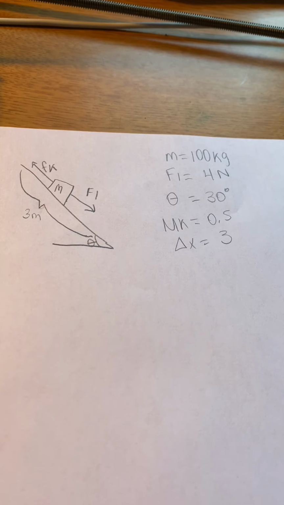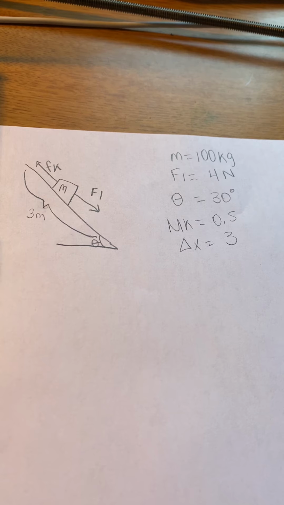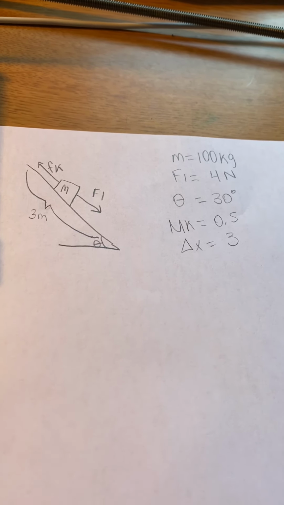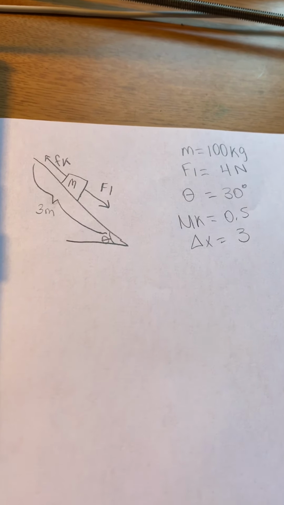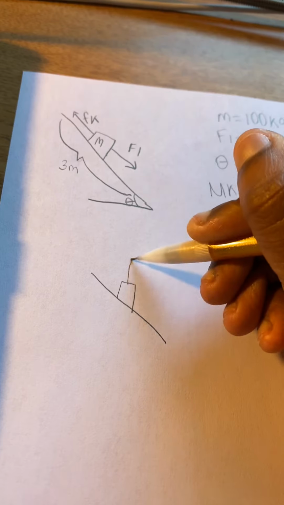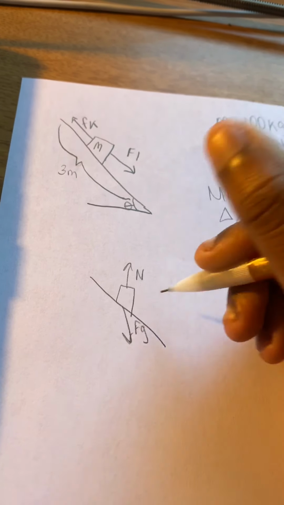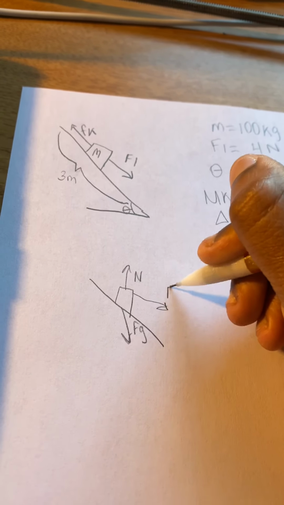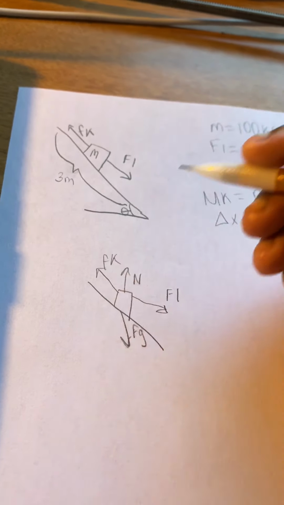So I made up the mass, F1, and theta. For M I got 100 kg, F1 is 4 newtons, theta is 30 degrees, your μK, your friction coefficient, is 0.5, and your displacement is 3, because that's the length of the incline. Next you draw your free body diagram. Your normal force is always going up, your weight is always going straight down, that's your FG. Your F1, your applied force, is going the way of the motion, and your kinetic friction is opposing it.